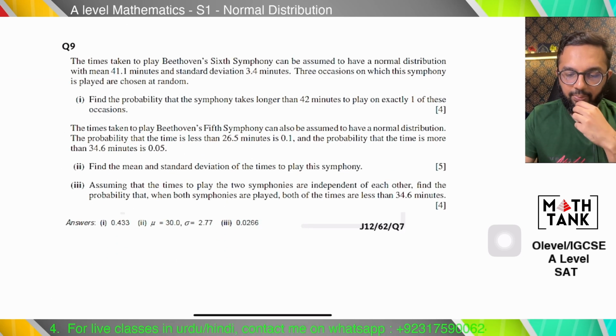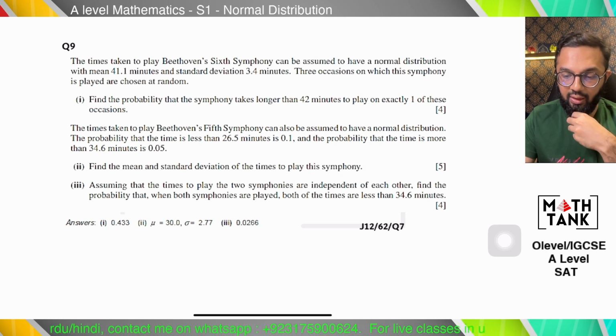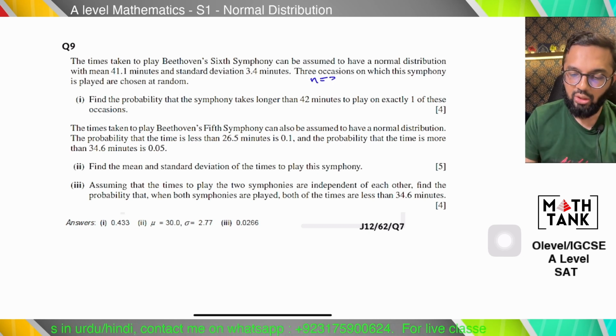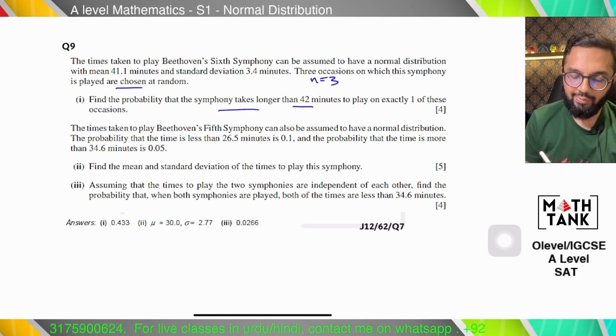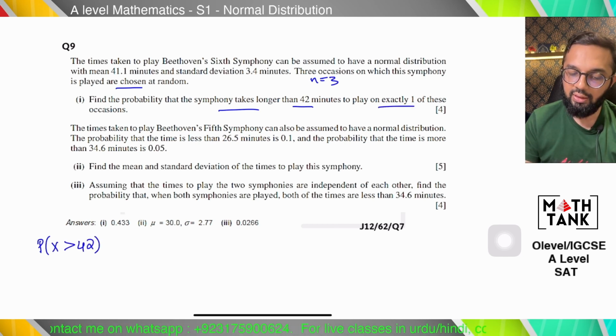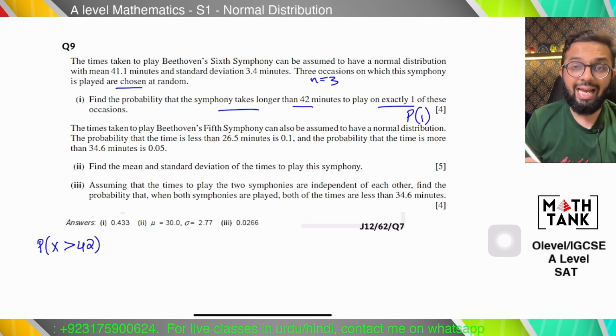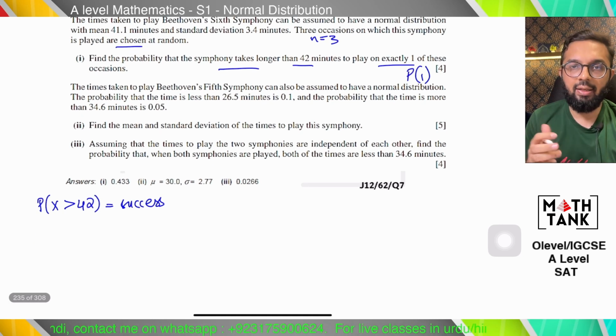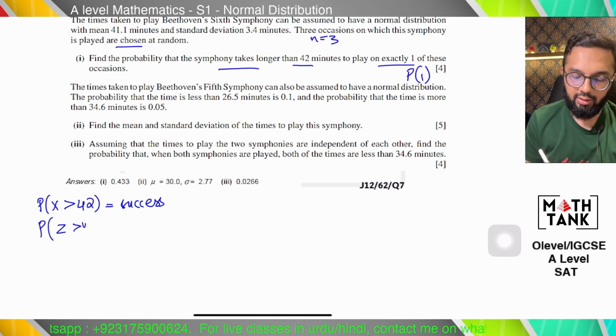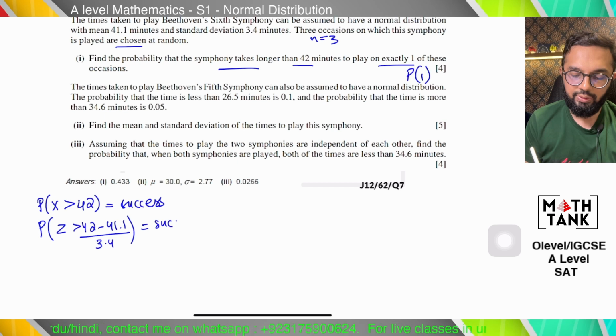It says the times taken to play Beethoven's Sixth Symphony can be assumed to have a normal distribution with mean 41.1 and standard deviation 3.4. Three occasions on which the symphony is played are chosen at random. Find the probability that the symphony takes longer than 42 minutes to play on exactly one of these three occasions. My success is that it should take greater than 42 minutes. So Z greater than (42 minus 41.1) divided by 3.4 equals success.